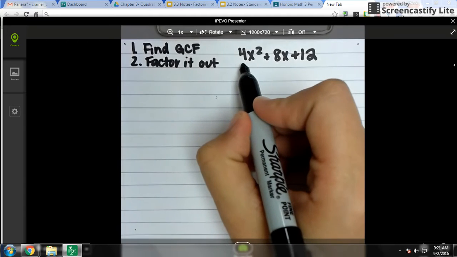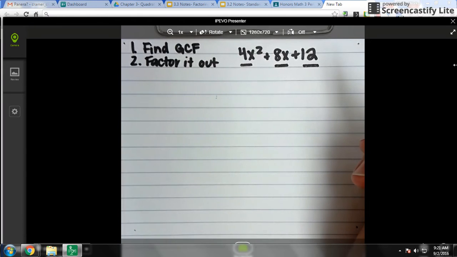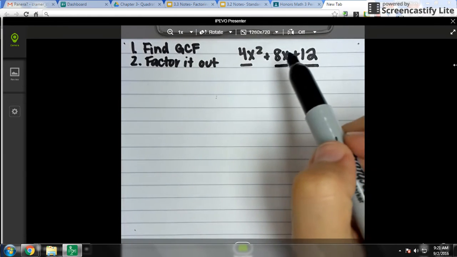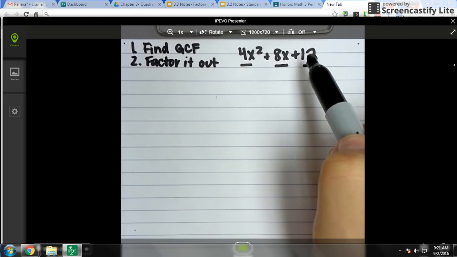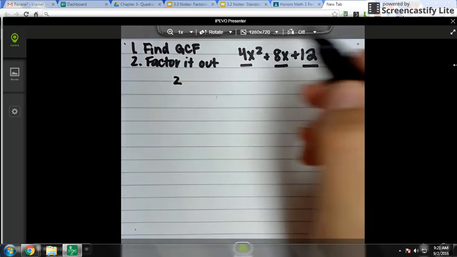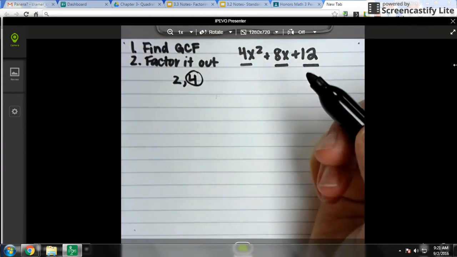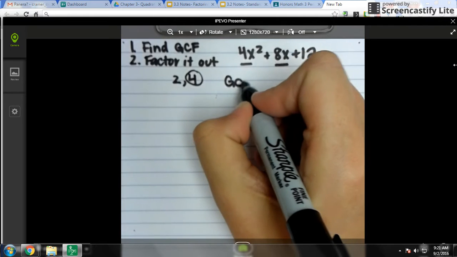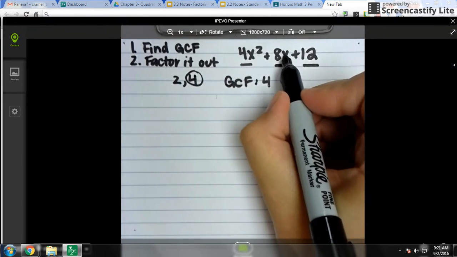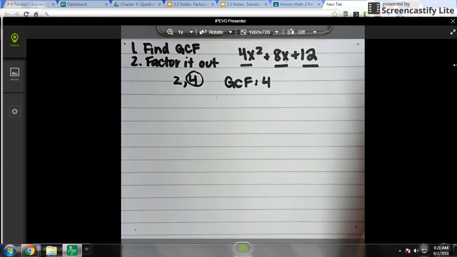All right, so the first thing we need to do is find the GCF of these three terms, which is the greatest factor that they have in common. So all three of these terms have a factor of 2 in common, and they all have a factor of 4 in common. But we're going to use 4 since that's the biggest. So the GCF of these terms is 4. And they do not have any variables in common, so there's no variable component to our GCF.